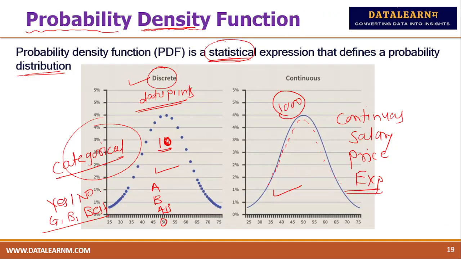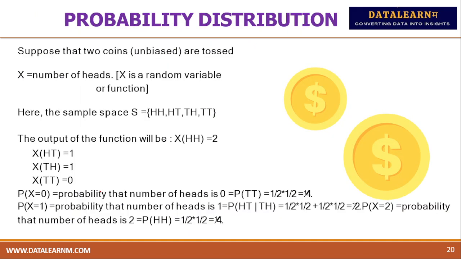We are not going to calculate anything for the probability density function, we just need to understand the concept of how probability is distributed. Just try to understand from this example. Suppose we have 2 coins, which are unbiased, and tossed. I'm assuming x is equal to the number of heads. That is, x is a random variable. We have seen the types of variables: dependent variable, independent variable, and random variable. We also discussed that a random variable arises when a dice is thrown or coins are flipped.